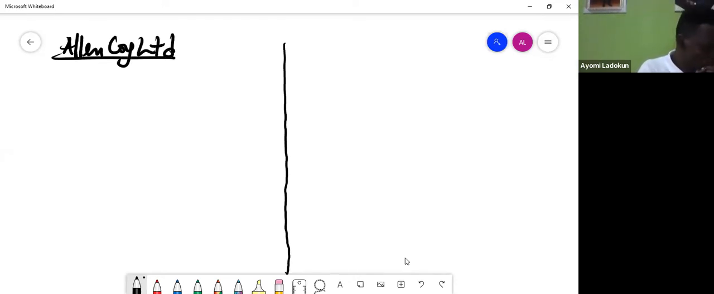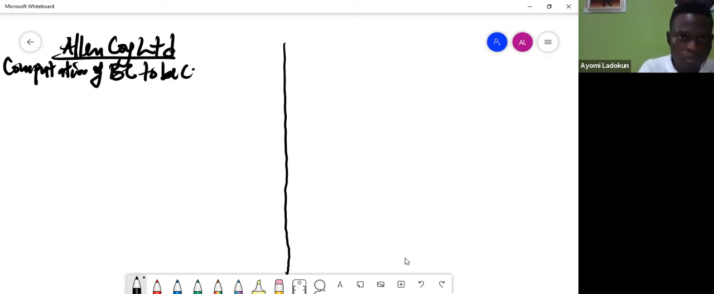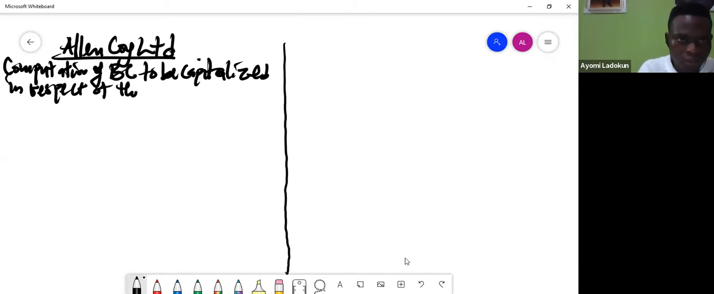Okay. So the first requirement, the amount to be capitalized, and it gives us something. So we'll have a heading. We must have a heading. So we'll say computation of borrowing cost to be capitalized. I think the first one is building, okay, in respect of the building. So that's what you say, okay.